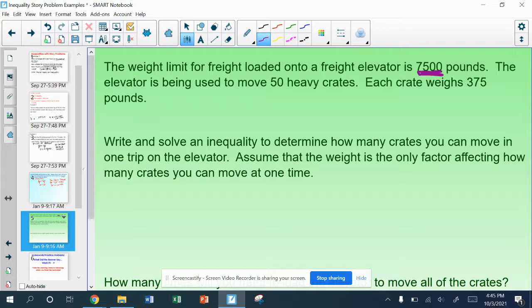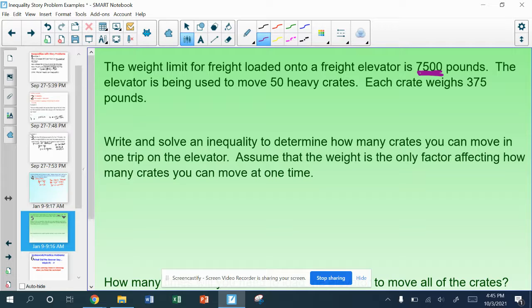Because if I would move all of those 50 crates at one time, 50 crates times 375 pounds is 18,750 pounds. It's way too much. I can't do that all in one. And I said, we're going to pretend like space isn't an issue. It's really just the amount of weight.